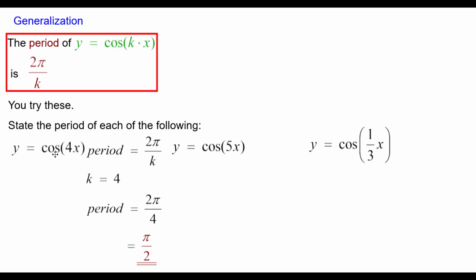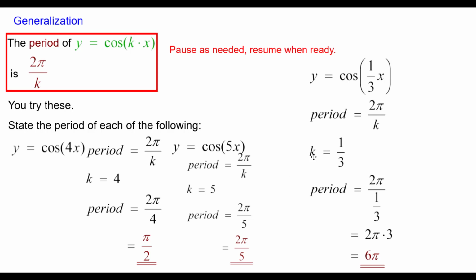So if y equals cosine of the quantity 4x, the period is 2 pi over k, 2 pi over 4 in this case, which simplifies to pi over 2. So this would go through its whole wave in a width of pi over 2. The second one, 2 pi over 5, and that can't be simplified. And in the third one, 2 pi divided by 1/3 is really 2 pi times 3 over 1, which is 6 pi. So this one stretches out quite a bit.